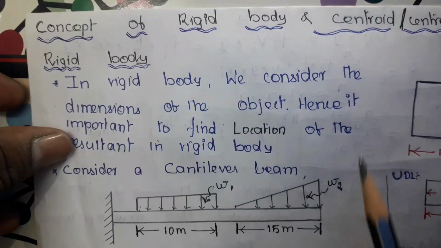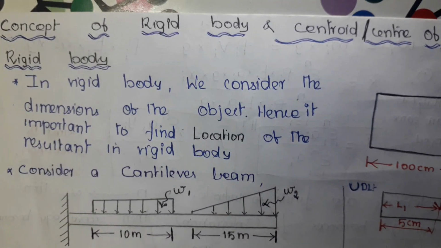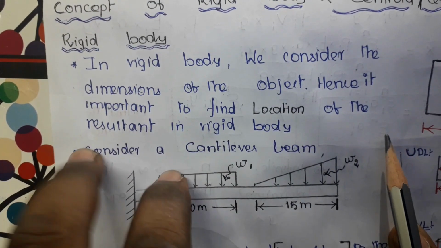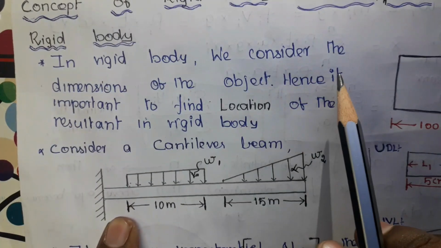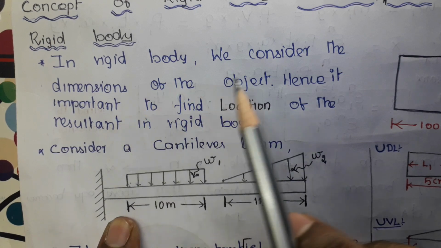The next thing is we are going to see the reason why we should study centroid or center of gravity. Very important thing, the concept. Here we are going to see concepts like rigid body. First let me explain the definition of rigid body. In a rigid body we consider the dimension of the object, not the point dimension of the object.